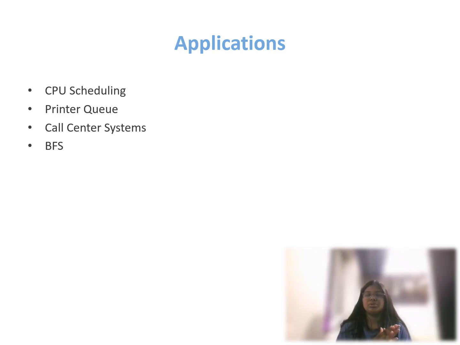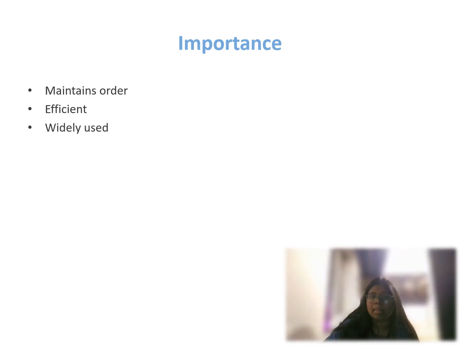So now we have come to applications. Queues are widely used in many real world applications, for example, in CPU scheduling, printer queue, call center systems, and more. Queues are most important because they help in maintaining the correct order of execution. They ensure efficient processing and are widely used in operating systems. And because of the structured approach, queues are essential in many computing applications.